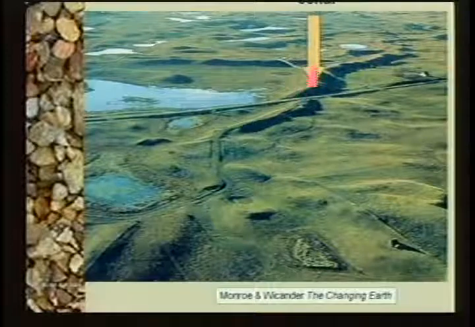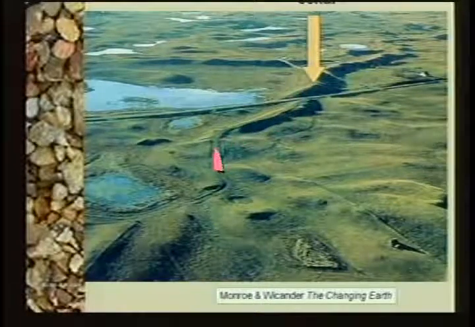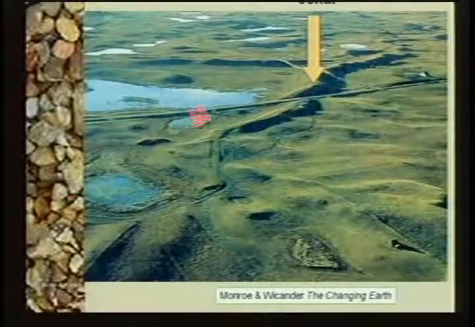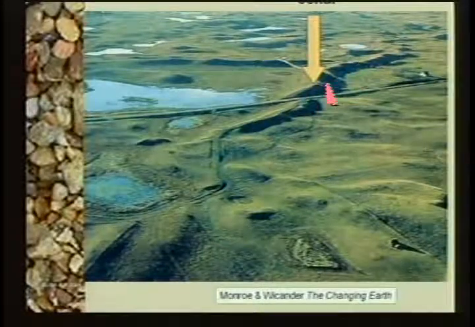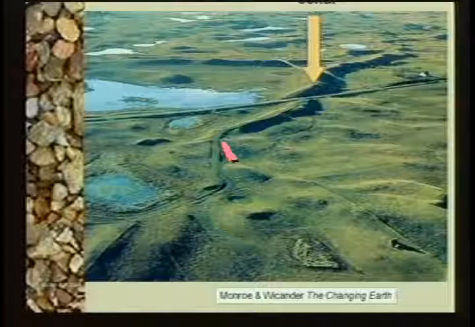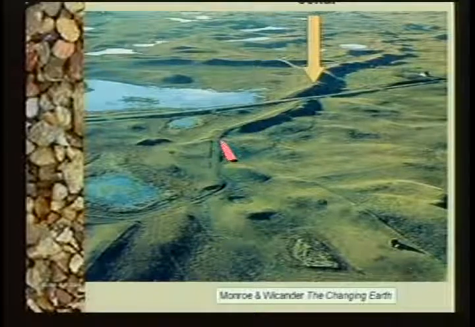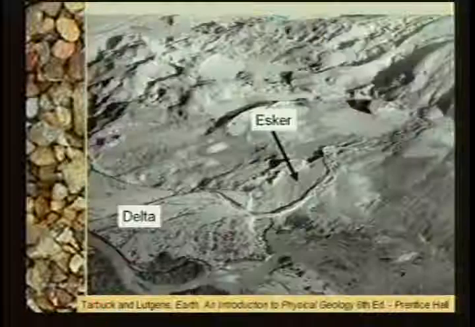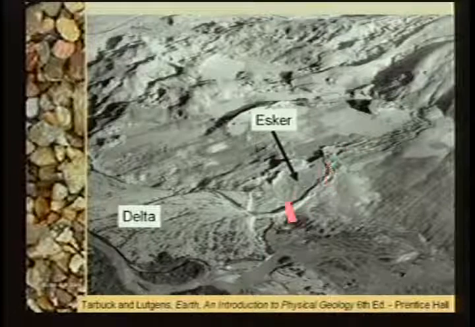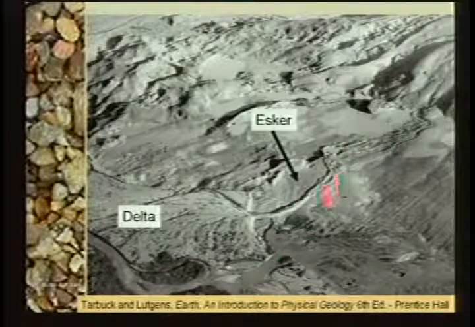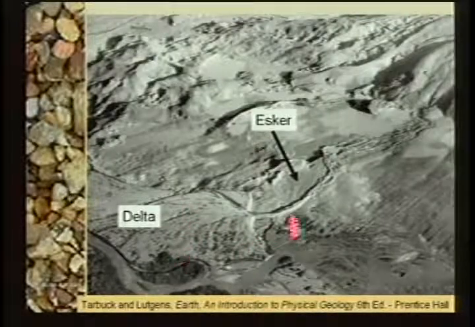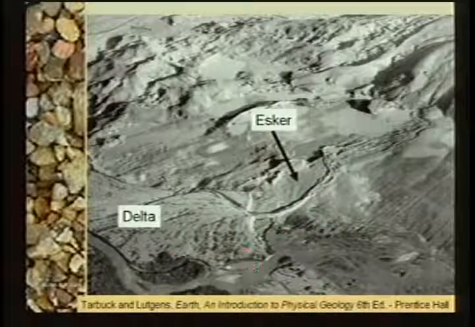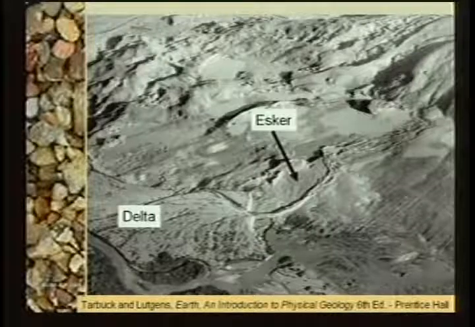Here is an esker. Again, the glacier was over this area. The river was flowing underneath, and the sediment that was deposited would be stratified drift because it's deposited by water. Here is another overhead diagram showing the esker. And here we actually see a delta that was formed as this water met its end, its terminus.